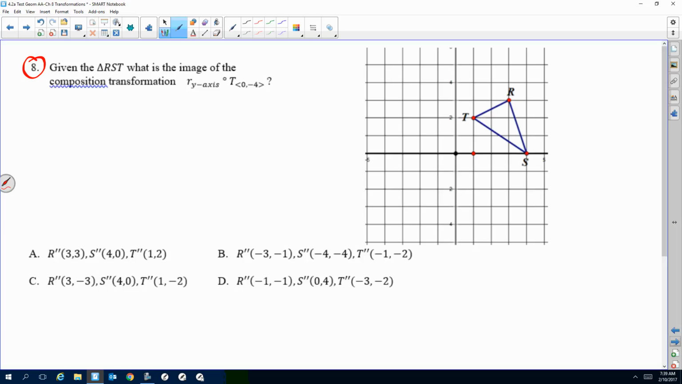Because of that open circle right there, that means we have to read or go right to left. Right to left. We're going this way. So this is what we're doing first, and then this is second. Okay? So they want us to find the composition transformation of the triangle.